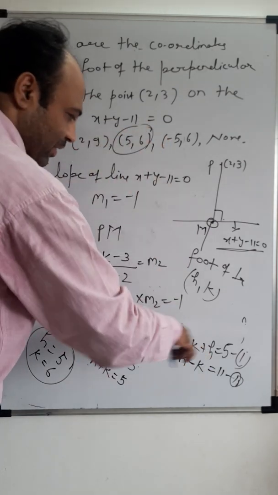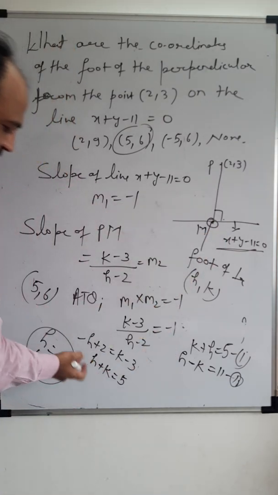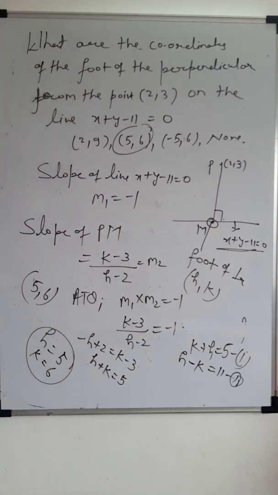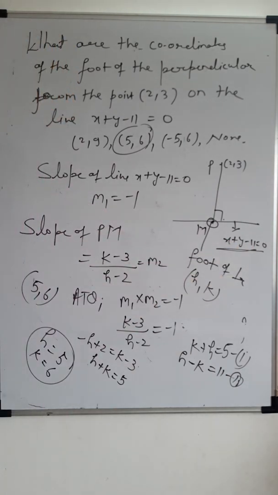You can check the equation, it's a concept. Product with -1, simplify, and the values of h and k come out. (5, 6) will satisfy this equation also. So this way we can calculate the foot of the perpendicular.